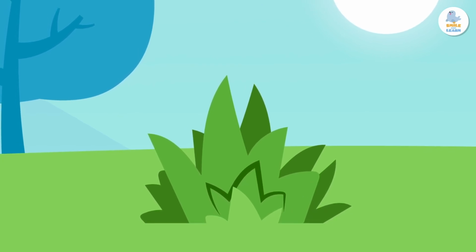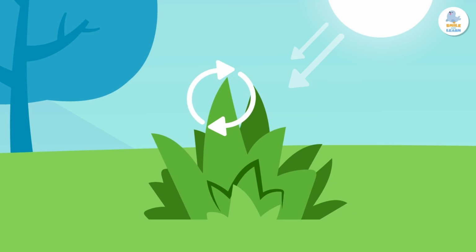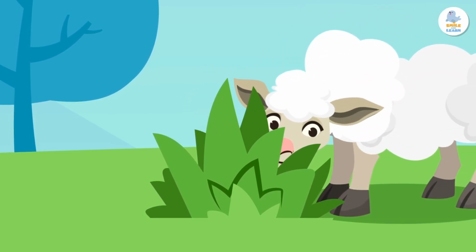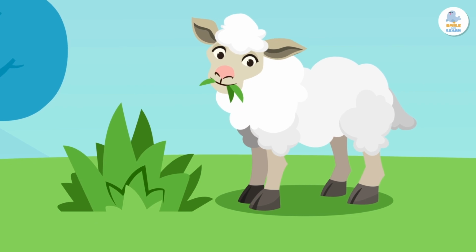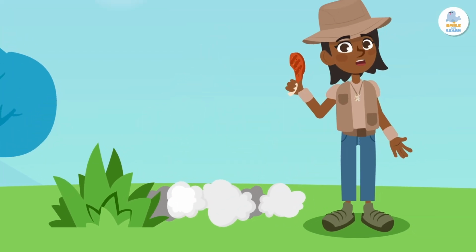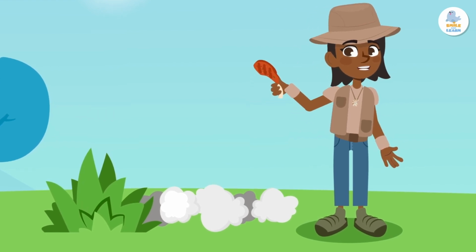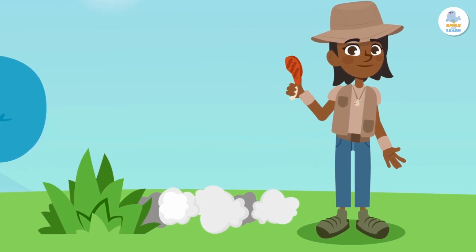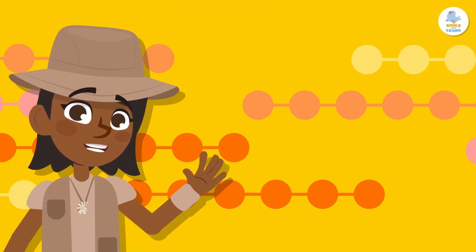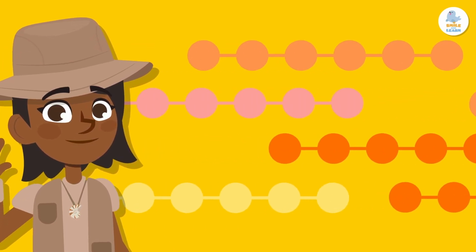At the first level, we have grass, a plant that produces its own food through photosynthesis. Then, on the second level, we have a lamb, which eats the grass. Finally, I'm on the last level because I eat the meat from the lamb. There are many food chains. Let's look at another more complex example.